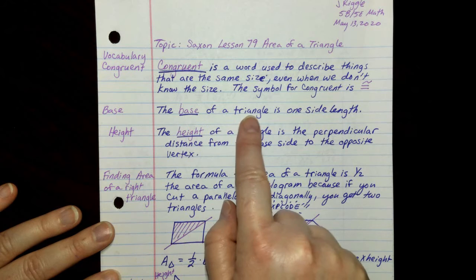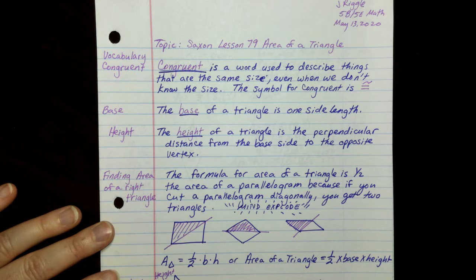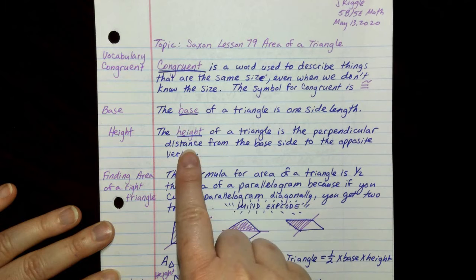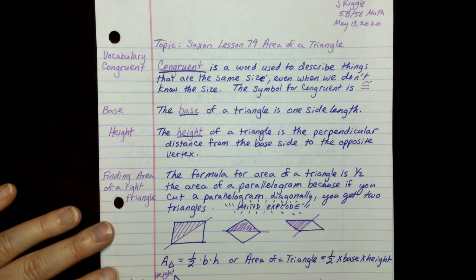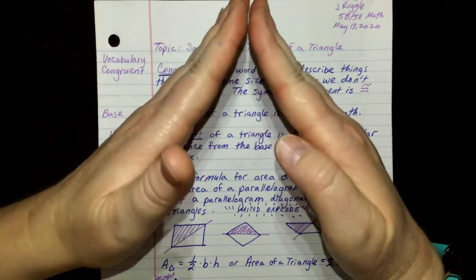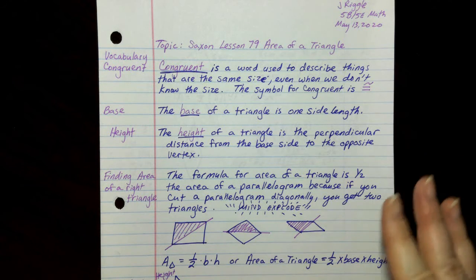The base of a triangle is one side length. So any side of a triangle can be considered the base. Height. The height of a triangle is the perpendicular distance from the base side to the opposite vertex. If you have a right triangle, the best choice for the base would be one of the sides on that right angle. If you have an equilateral or any other type of triangle, then pick any side as the base, and then you'll just have to use the height. If the problem gives you your base and your height, then use whichever ones the problem tells you to use.